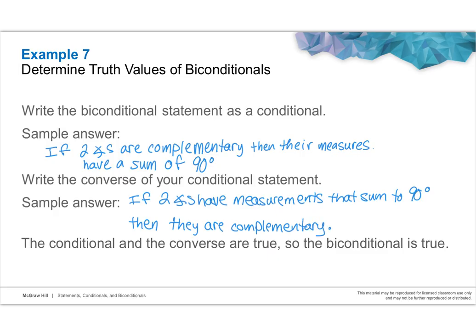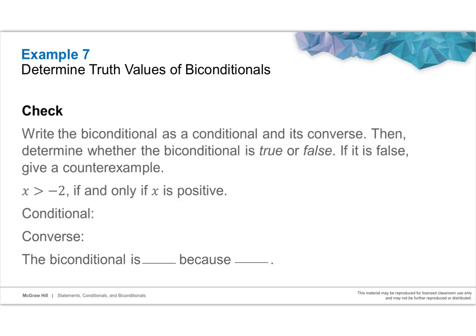So let's go back and look at the truth values here. If two angles are complementary, then their measures have a sum of 90 degrees. That is true. If two angles have measurements that sum to 90 degrees, then they are complementary, and that is true as well. And so the conditional and the converse are true. So the biconditional is also true. This often happens when you have definitions. Go ahead and take a pause in the video as we take this biconditional apart into its conditional and its converse and determine whether it is true or false. If it is false, go ahead and give a counterexample.